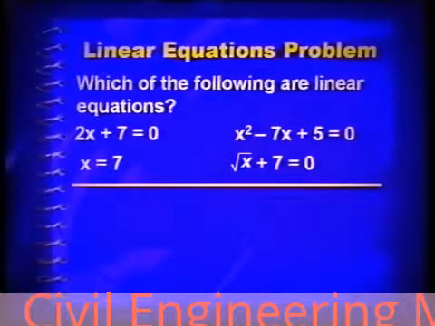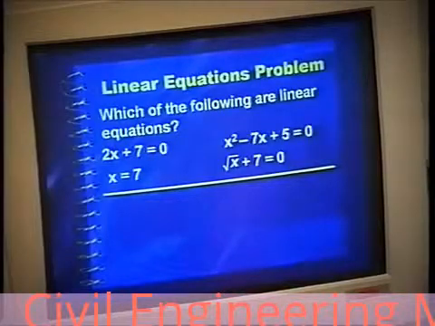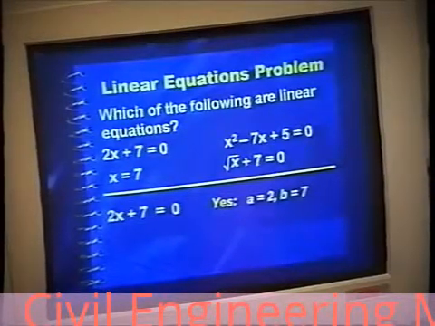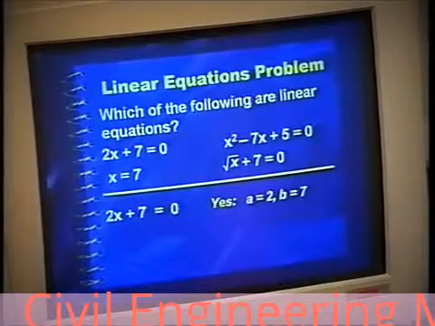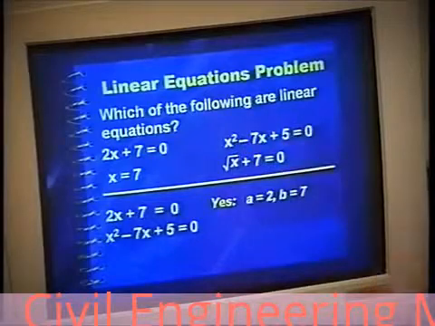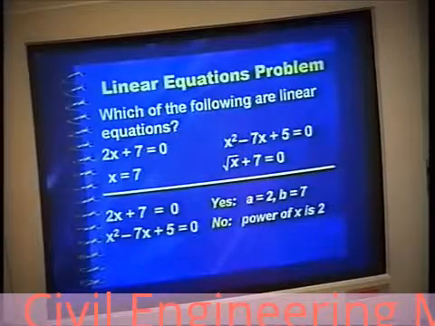There is no higher power of 1 involved. It's just 2 times x to the power of 1, so it's linear, with in fact the value a being 2 and b equals 7 in that previous formula. But the second one, you see the highest power there is a 2, so that's what's called a quadratic. We can't solve those as yet, but one day we will.